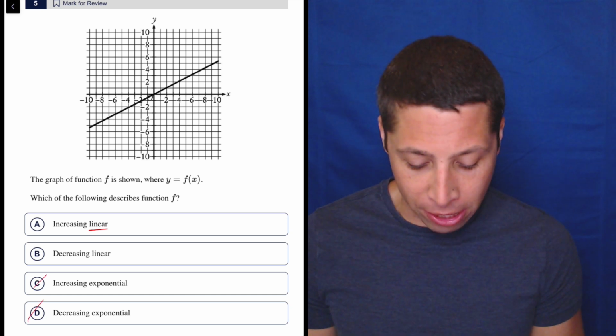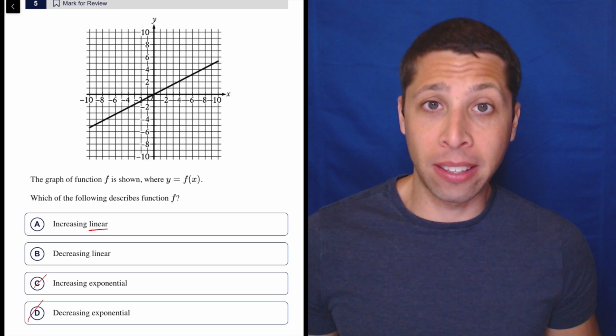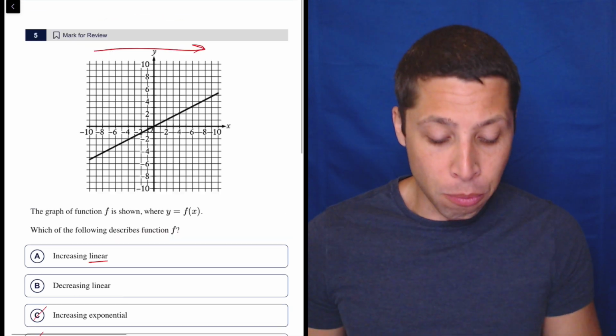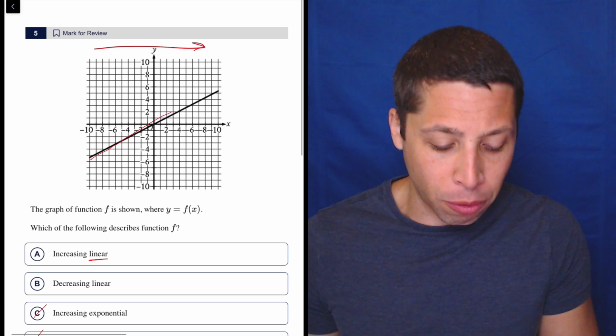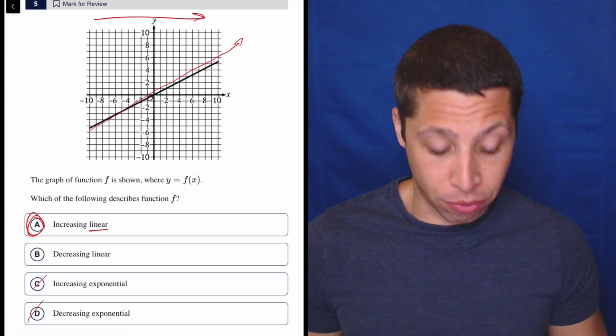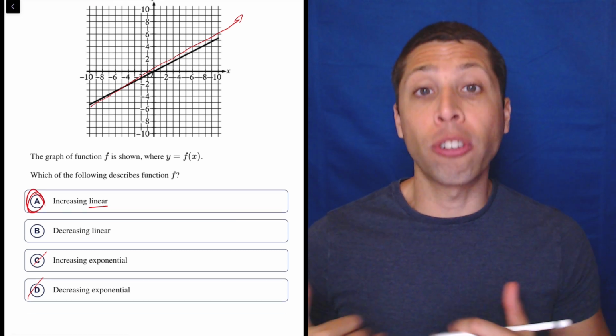It is not an exponential. And then is it increasing or decreasing? Well, we read graphs basically the way that we read books, right? We read from left to right. So what's happening as you move along this line, as you go from left to right? Well, it's going up. So that is an increasing linear equation, right? If it was decreasing, it would be going down. If it was exponential, it would start to curve, right?